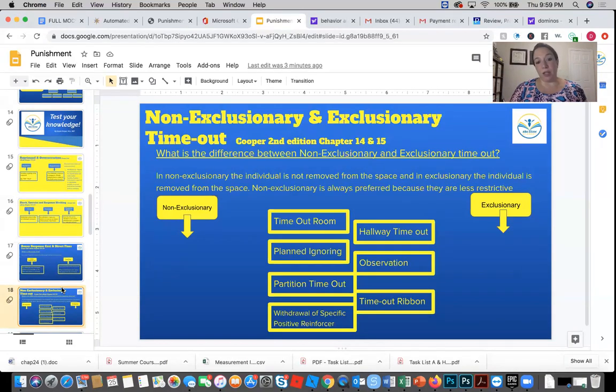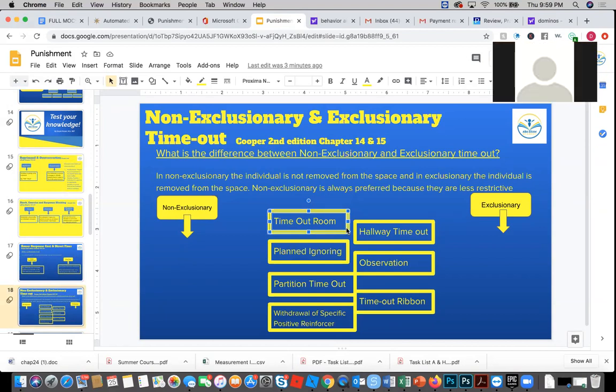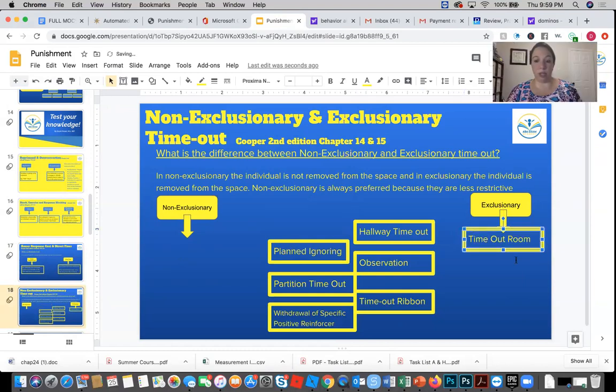And another thing said in the Cooper book is that non-exclusionary is always preferred because it is less restrictive. Sometimes non-exclusionary works, sometimes it doesn't. So it really depends, but they say it is more preferred because it's less restrictive. All right, so let's see which one falls under non-exclusionary and which one falls under exclusionary. For timeout room, let's think about it. Is that exclusionary or non-exclusionary? Exclusionary. Good, because you're putting them into a room that's not the original place.